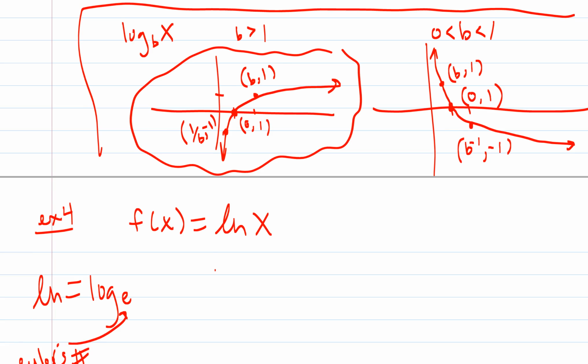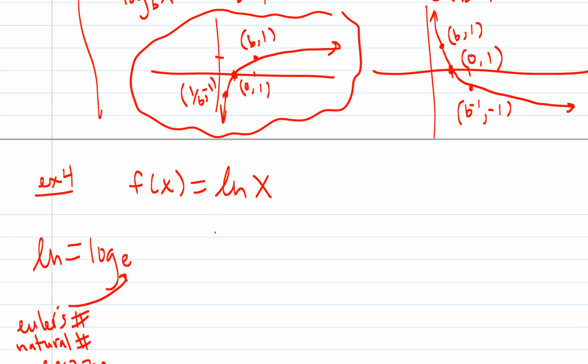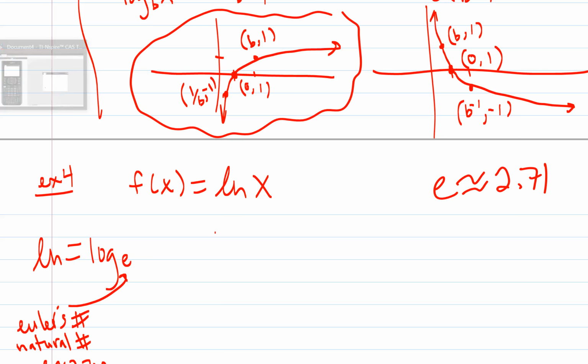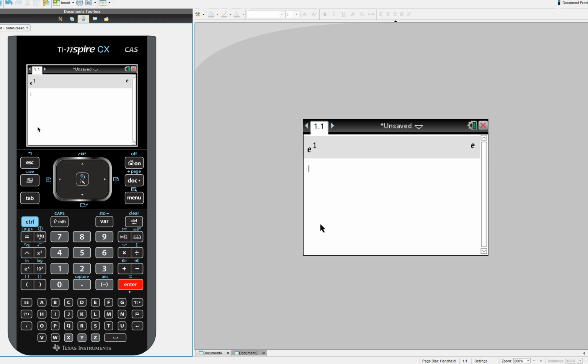What do I do with a natural log? Well, natural log is the same thing as log base e. What is e? 2.71, I think 5, 2.71 something, right? Well, I can do e to the first power. So that wasn't very impressive. But 2.718, okay?